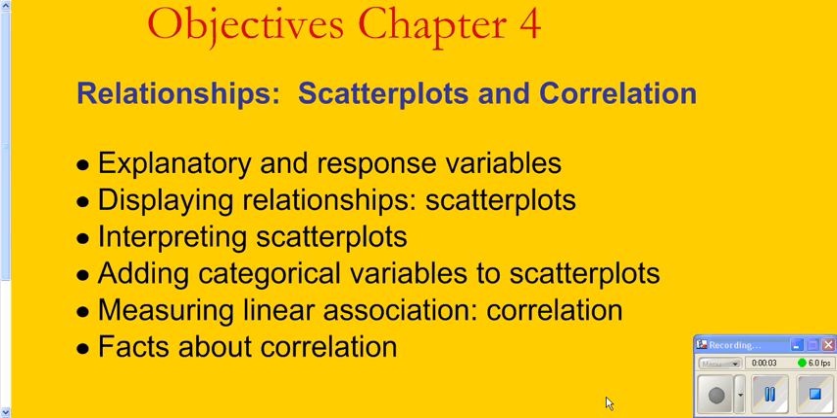We're going to go ahead and take a look at scatter plots and what's called correlation. Now, scatter plots work with bivariate data. Bi meaning two, variate meaning variables. So we're dealing with two variables. And scatter plots work only with quantitative data.